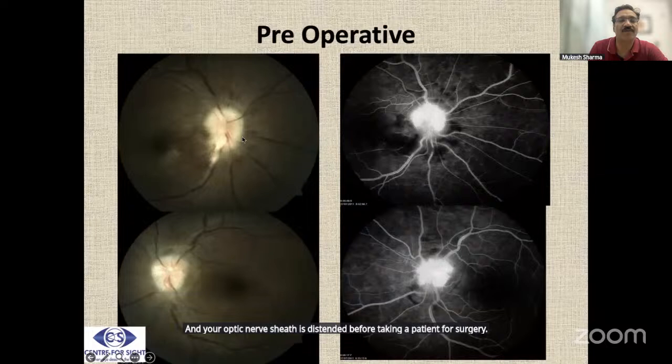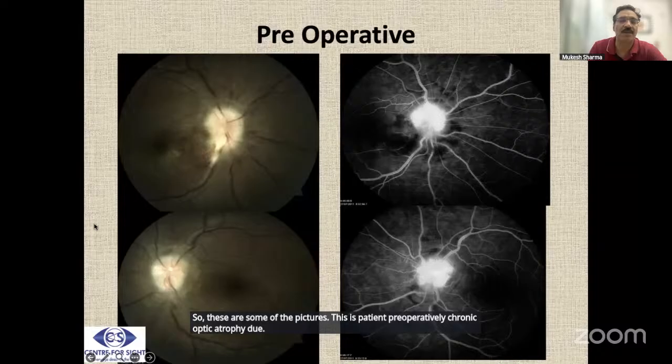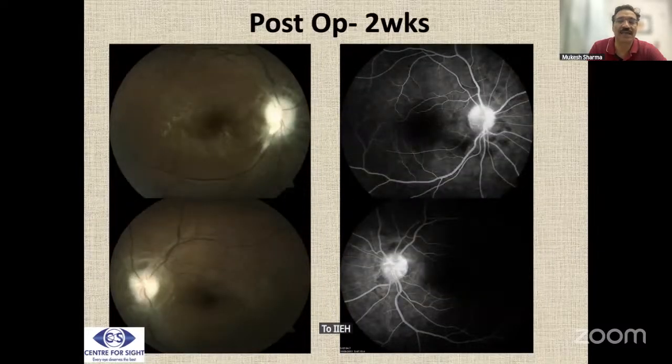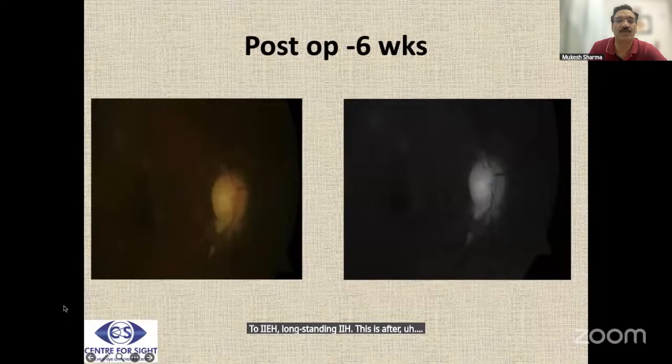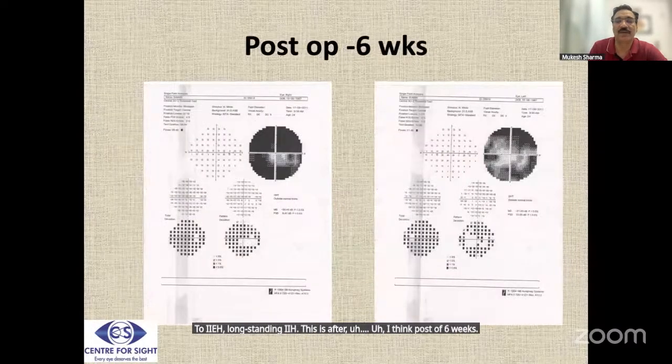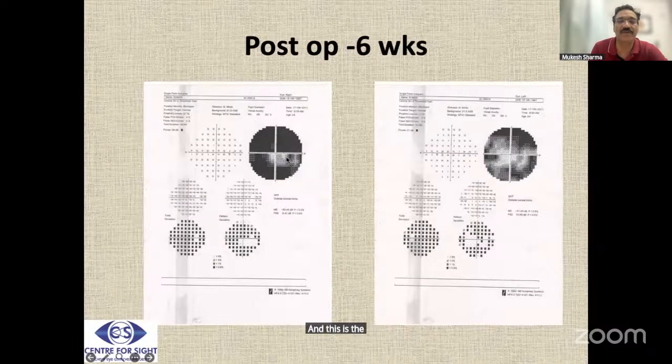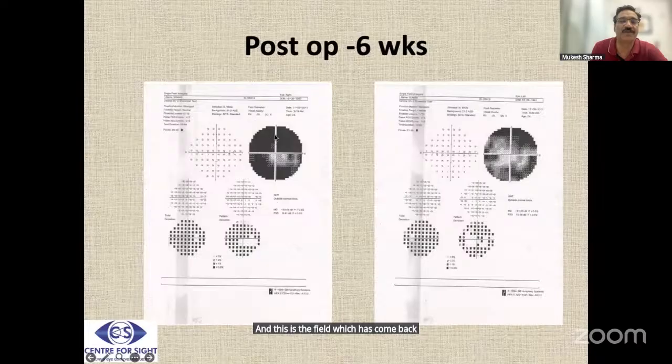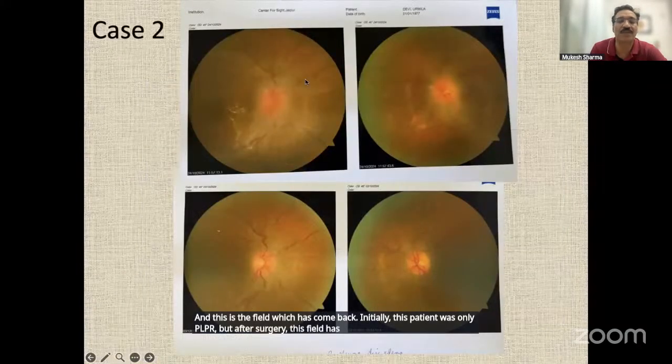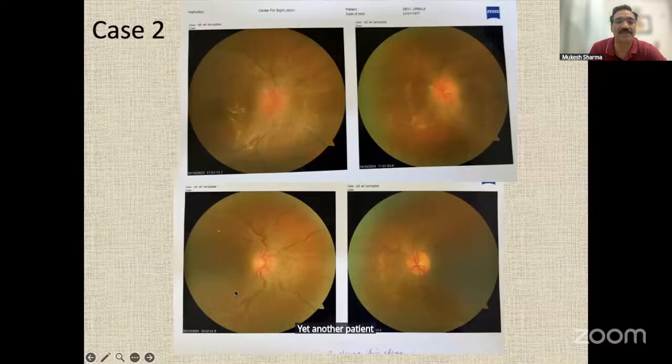These are some of the pictures. This is a patient preoperatively with chronic optic atrophy due to long-standing IIH. This is after, I think, six weeks post-op, and this is the field which has come back. Initially, this patient was only PLPR, but after surgery, this field has come back.